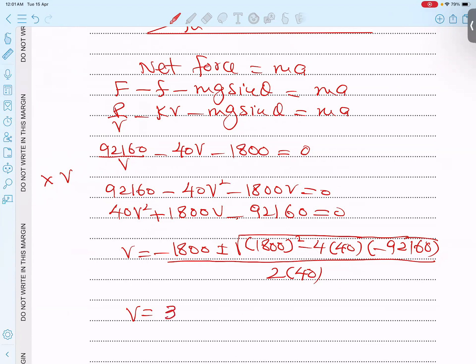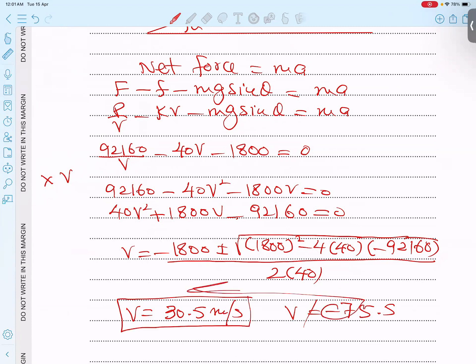First answer, I'm getting 30.5. Second, I'm getting negative 75.5. And this I'm ignoring. Okay, this I take it. So my answer is this much. The negative velocity is coming back to the observer, but here he is going away from the observer. I hope the concept is very clear. Let's go for the next question.